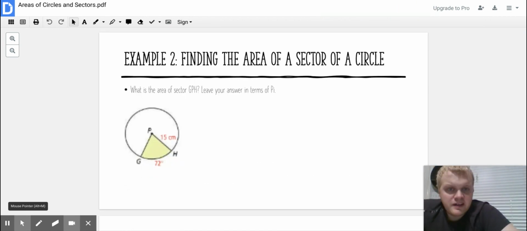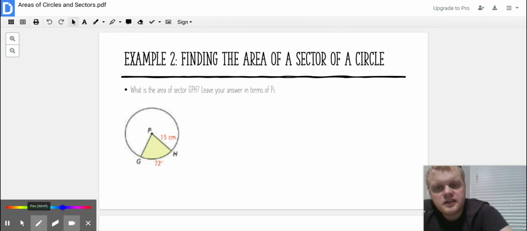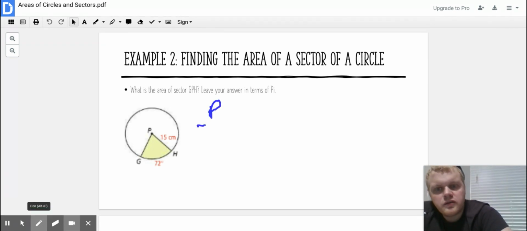Example 2. Finding the area of a sector of a circle. So again, like we said, it's going to be the part over whole times the area here. So let me write that. It's part over whole times area of a circle, which is pi r.